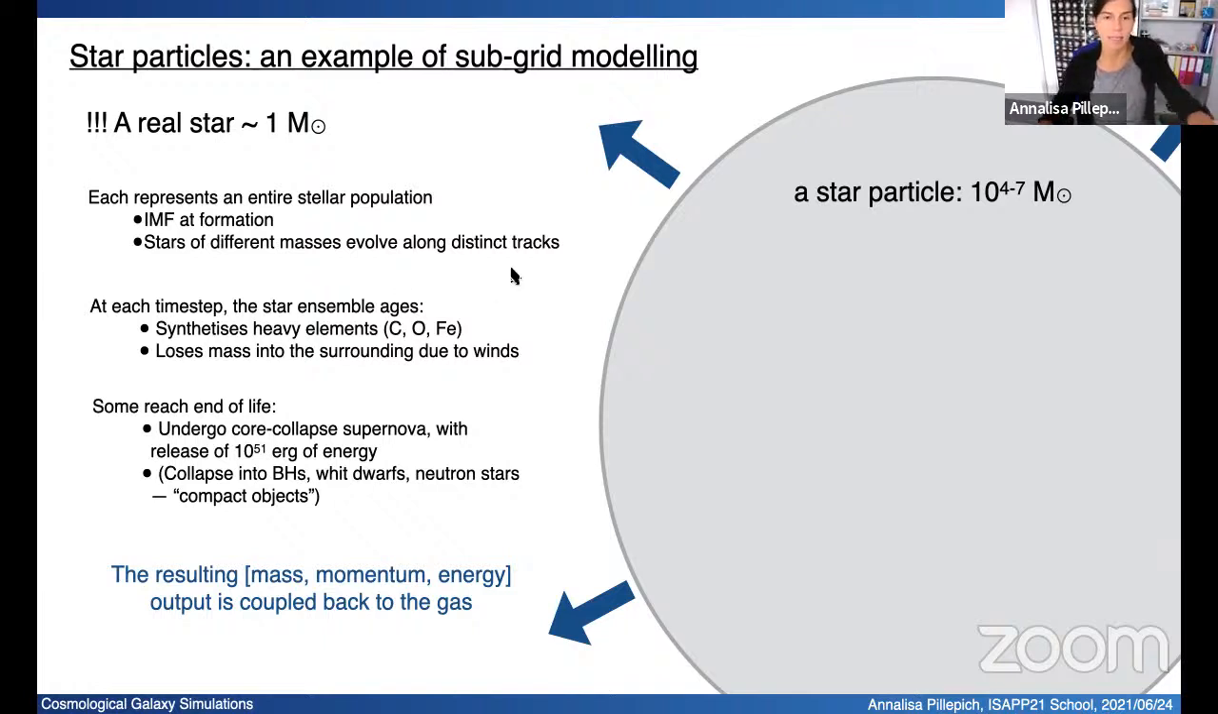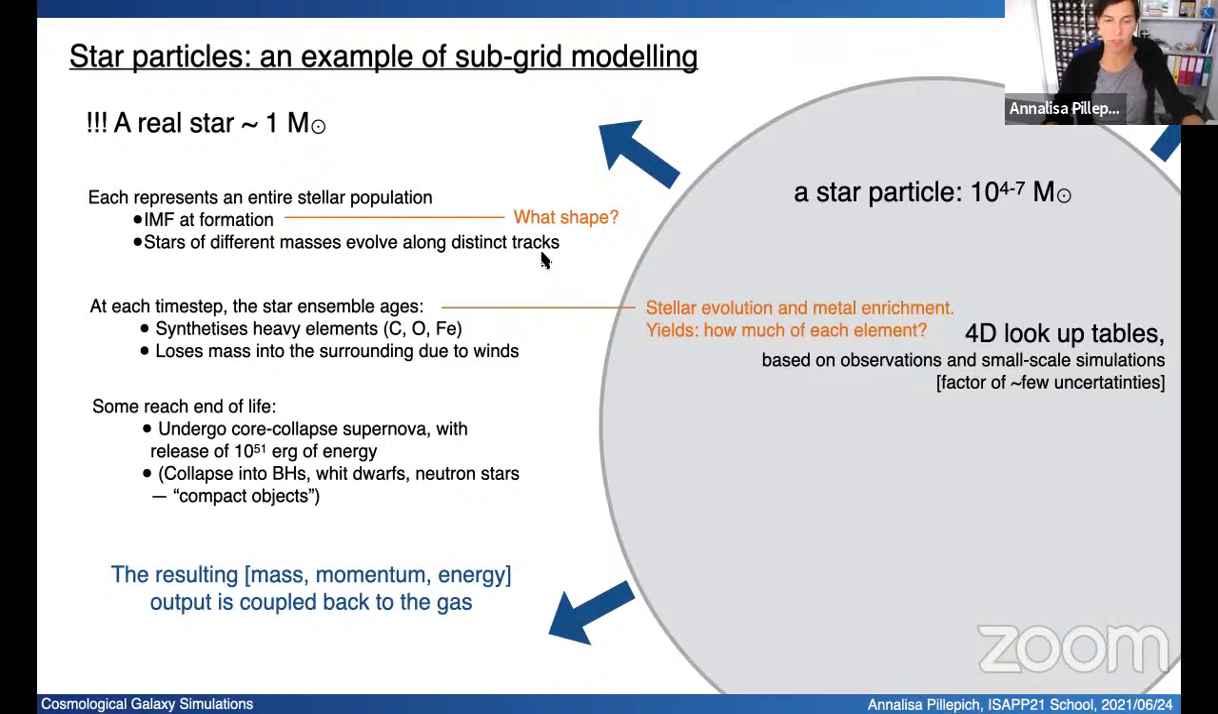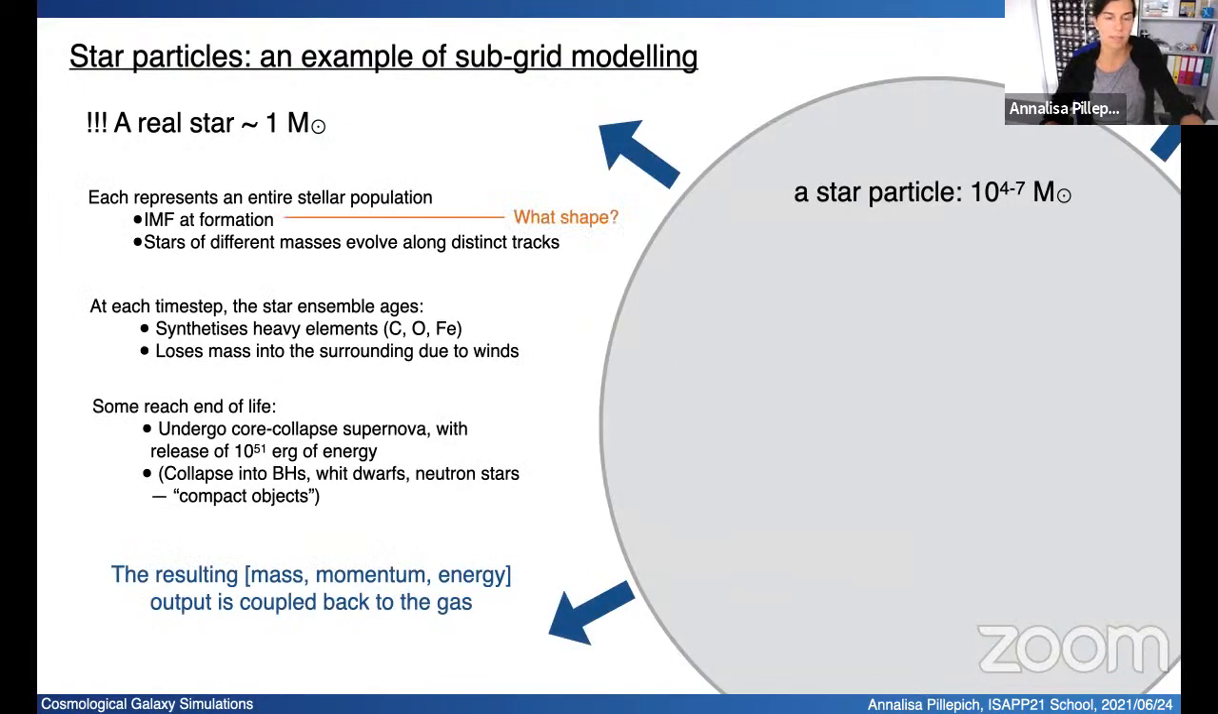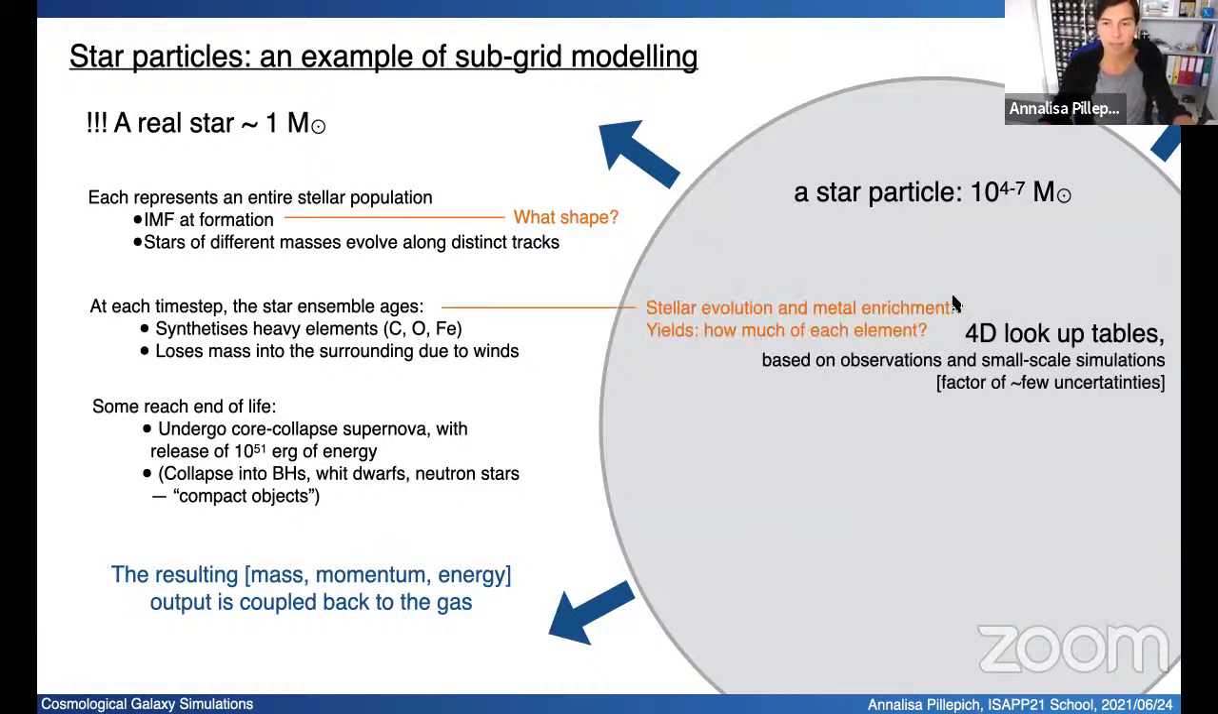So the IMF, the initial stellar mass function, is a choice. There's no fixed knowledge. We have an idea what shapes it could have, but it's still unknown. This is what, as I said, we call stellar evolution or metal enrichment.